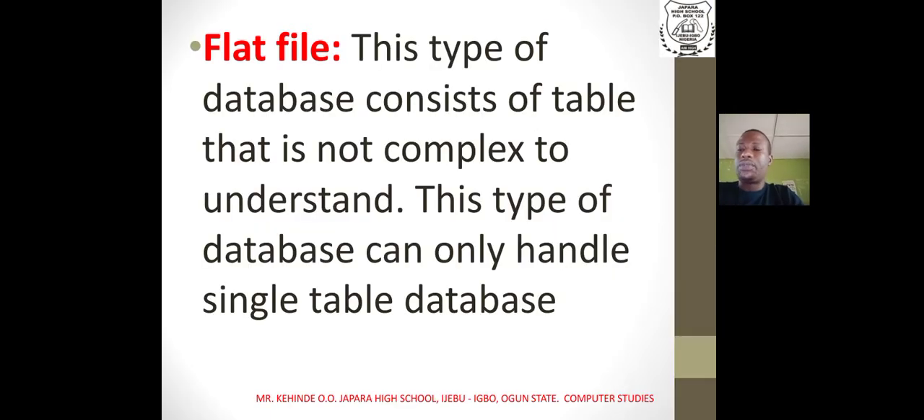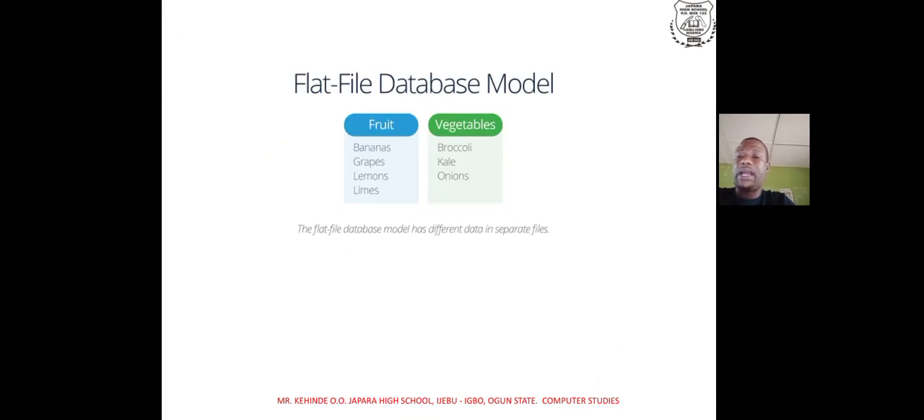So we move on quickly to the flat file database. This type of database consists of tables that are not complex to understand. This type of database can only handle a single table database. So we have another form of database that is not all that complex, and that is the flat file. We can see an example of a flat file database where we have fruits as the parent, and then a list of fruits under it, then we have vegetables also, and a list of vegetables under. So these are examples of a flat file database.